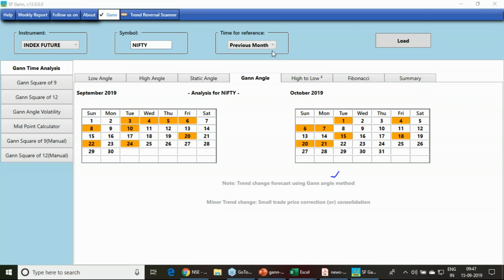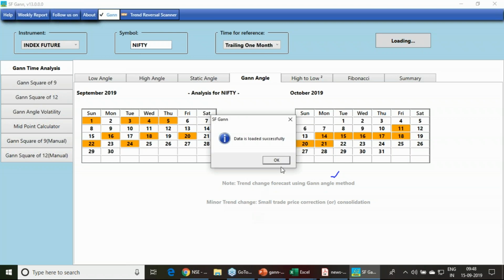Here we have also given another feature called trailing 1 month. Today is the 15th, so 15 days of this September are already gone. If I am only looking at the data of August and forecasting from it, August has one set of dates, but September has also given some new dates. Trailing month means from the 15th backward by 30 days. Any trend reversal date coming in September is also very important.